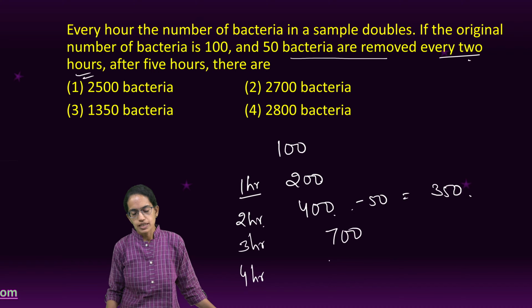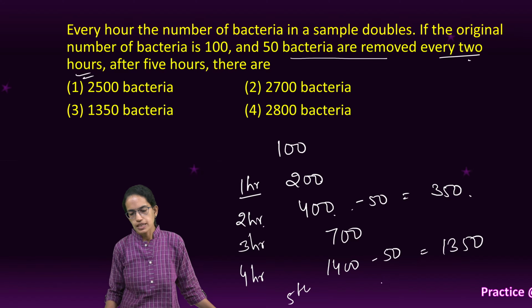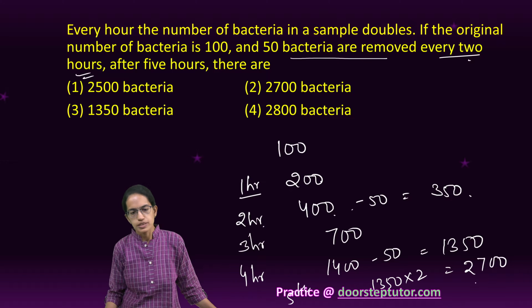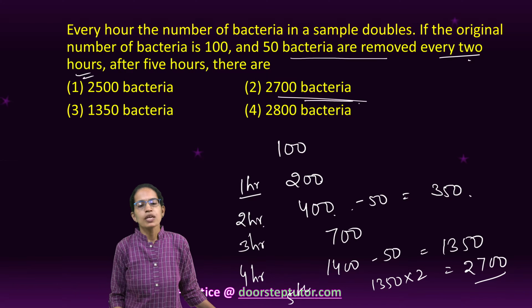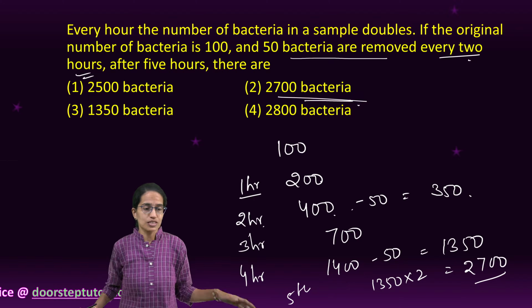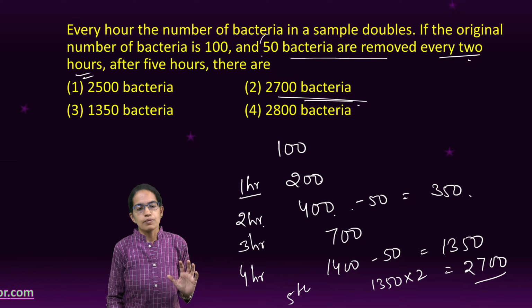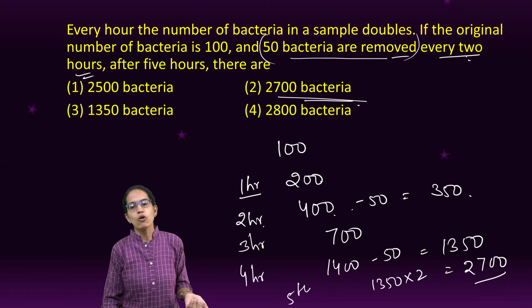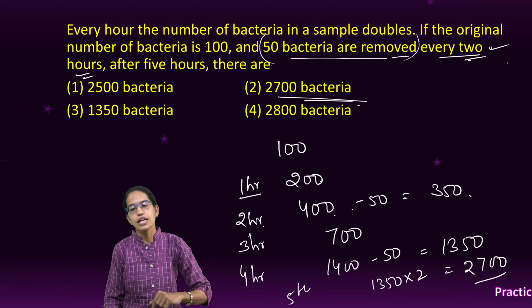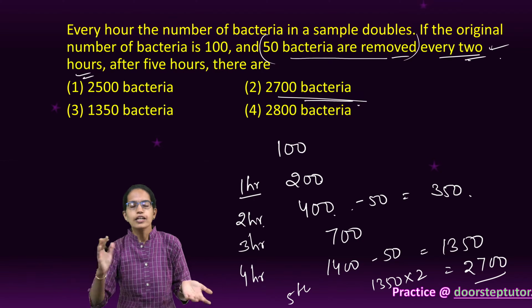Fourth hour, it doubles again, so it becomes 1400. Again, 50 bacteria are removed, so 1350. On the fifth hour, it doubles again, so 1350 multiplied by 2, that's 2700. So how many bacteria are there? 2700 bacteria are there. A similar kind of question could be asked where the number of bacteria removed is not mentioned, or rather than being removed every 2 hours, they could be removed every hour, or every 3 hours. So there could be different combinations that could come up here.